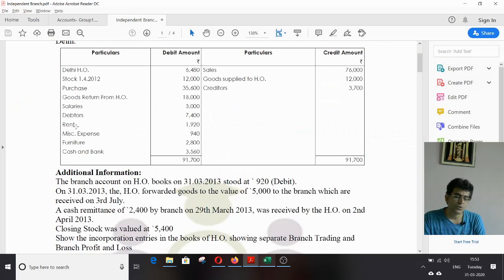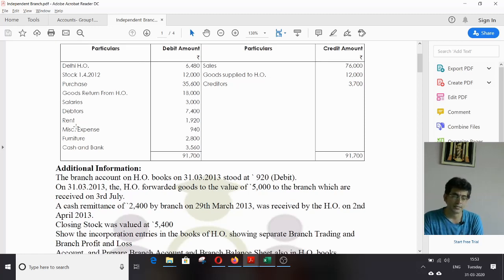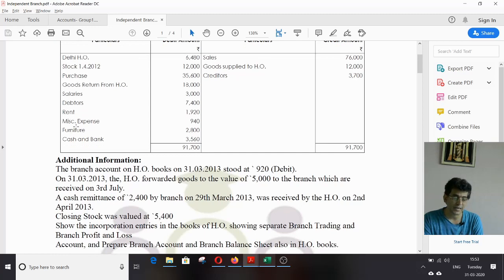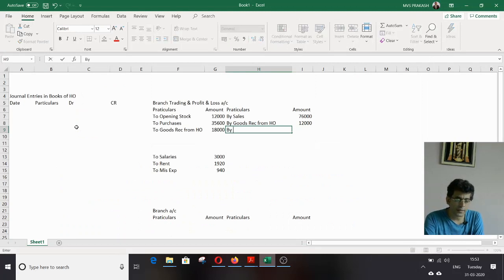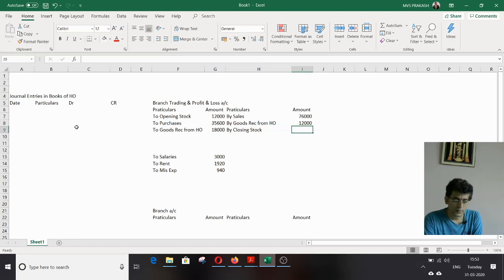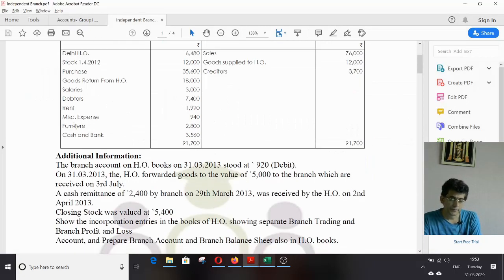So the branch account in head office books stood at 920 that we have seen. These entries we need to pass. Of course, we already prepared the reconciliation statement also. We need to incorporate the entries here. Then closing stock was valued at 5,400. By closing stock 5,400. Is it right? Yeah.